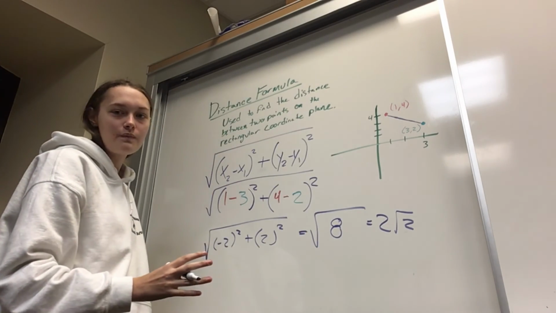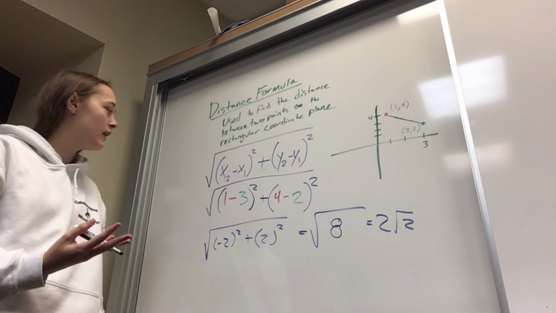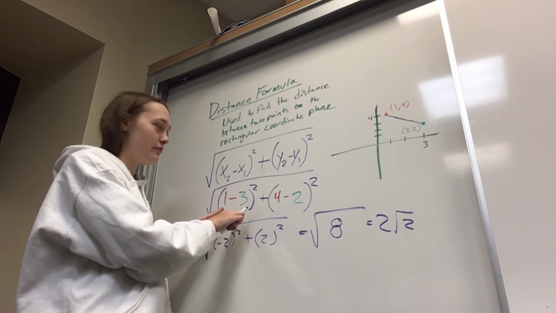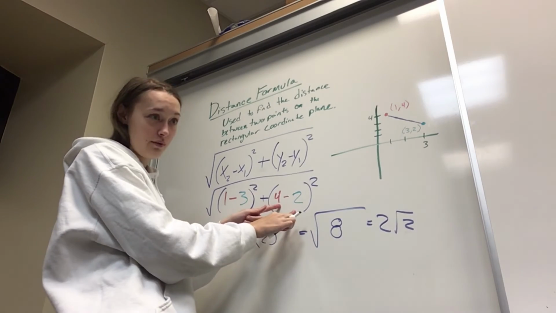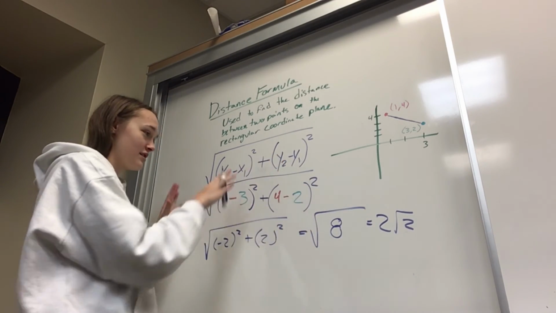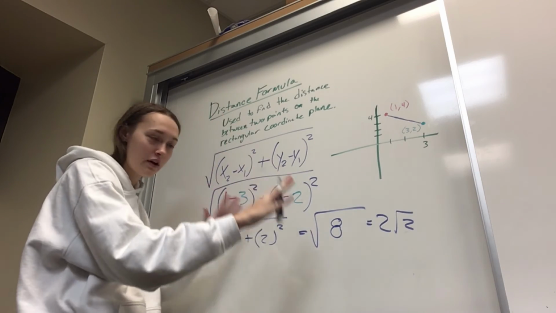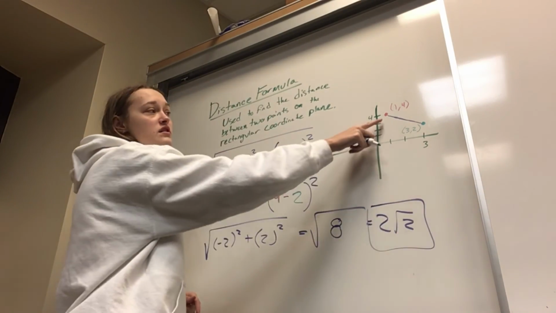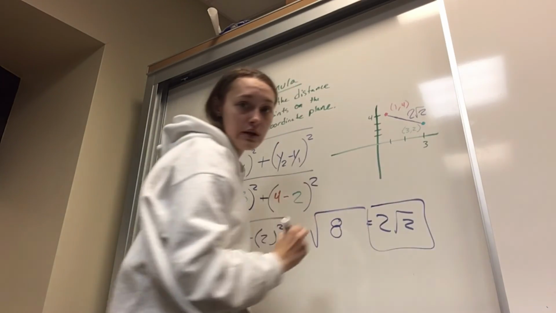I know I did that really fast, but you basically take the x from the first point minus the x from the second point and square it, and the y from the first point minus the y from the second point and square it, and then you take the square root of all of those and just work it down until you get a nice little answer. So the distance between these 2 points would be 2 square root 2 units.